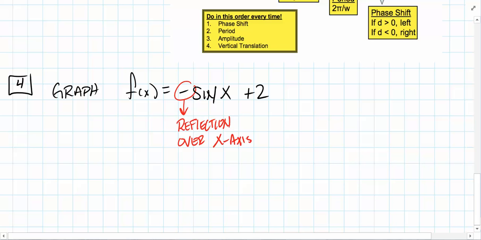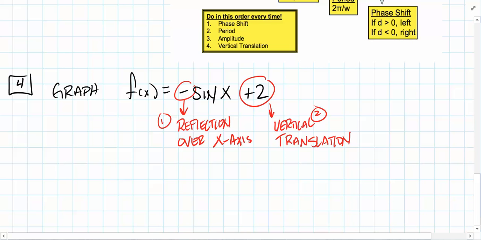Wait, isn't the phase shift the +2? Nope. You're thinking of this, which would be a phase shift. See the difference between the two? The +2 on the end is a vertical translation. So these are the only 2 things we have to worry about: a reflection and then a vertical translation. Which one do we do first? We do amplitude first, and then vertical translation.